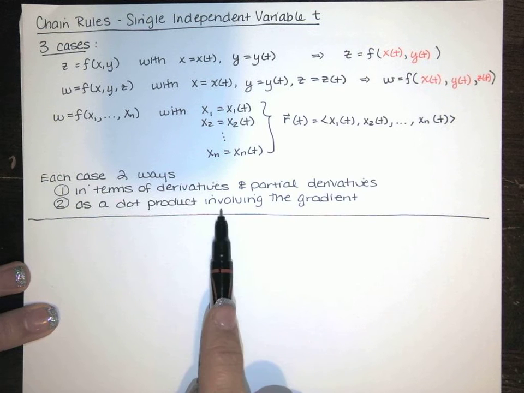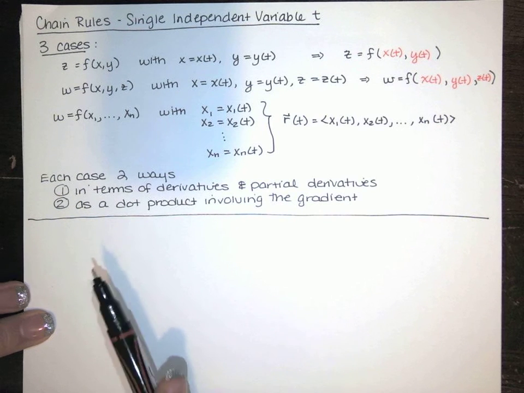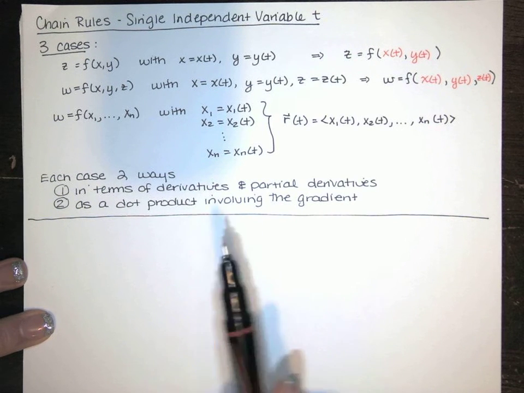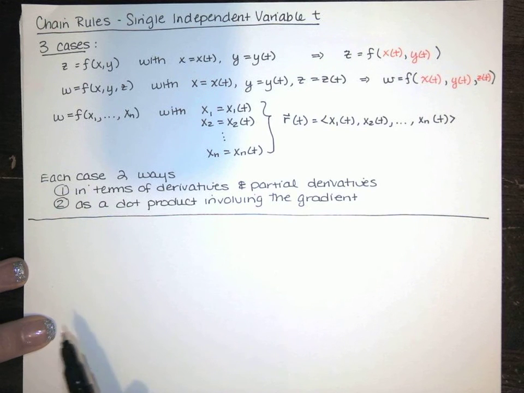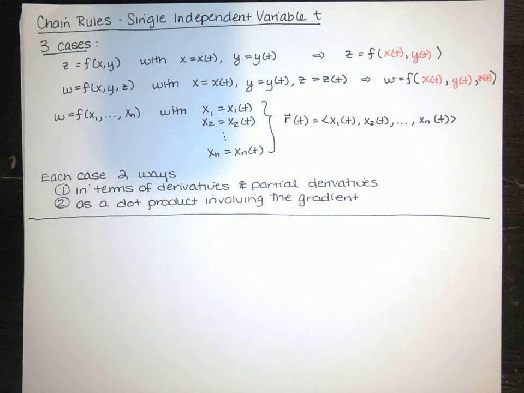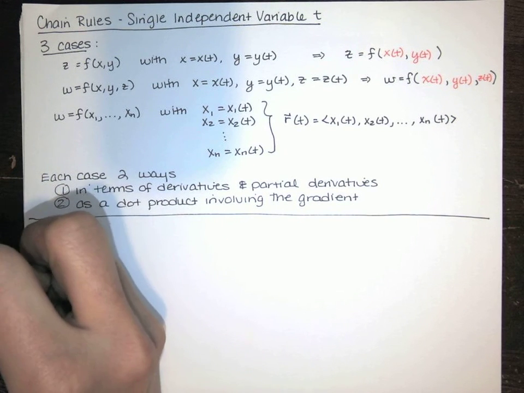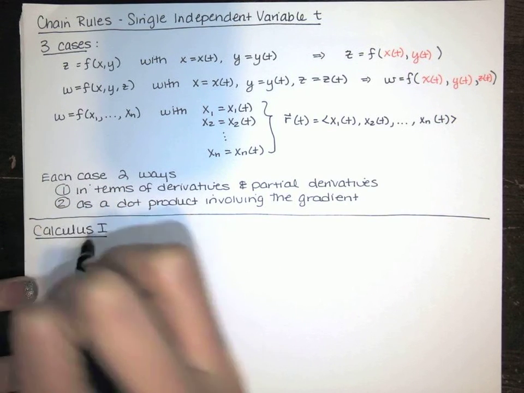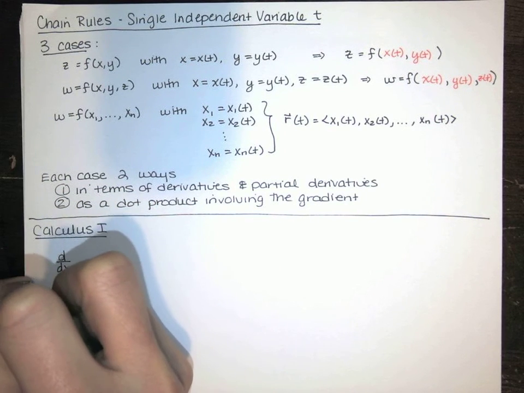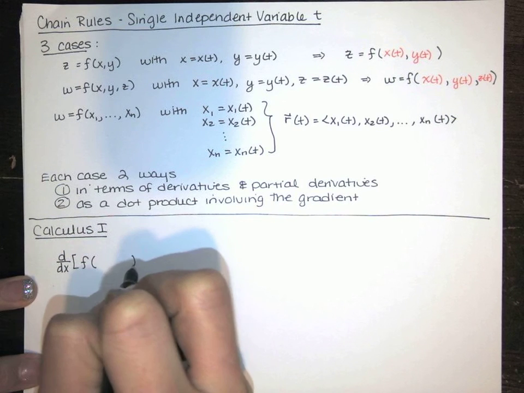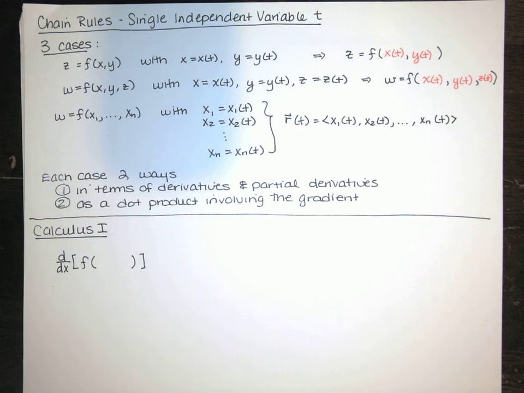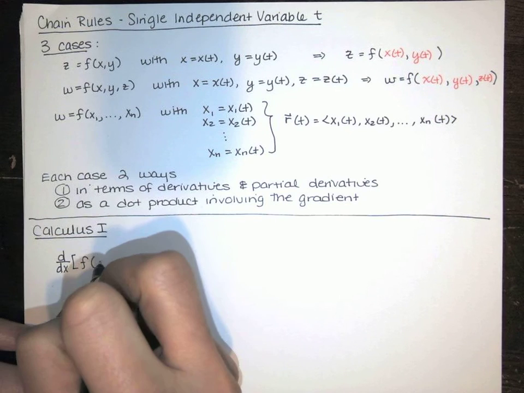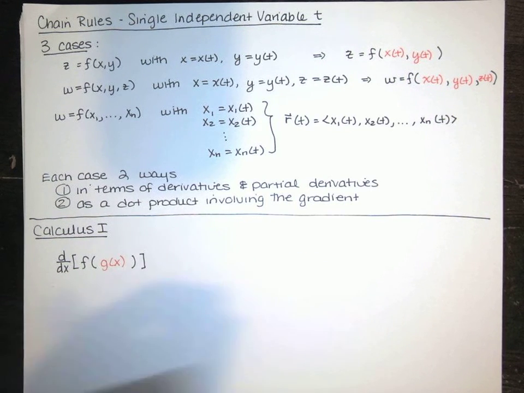And then we're also going to write that much more compactly as a dot product involving the gradient and the derivative of a vector-valued function like this. So that's what's coming. But before we start doing that, I'd just like to review the chain rule from Calculus 1. In Calculus 1, remember how the chain rule worked. You had a composition of functions. You're trying to take the derivative of f of g of x. And most of the time, this is how it's written.